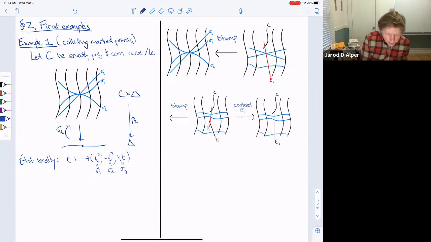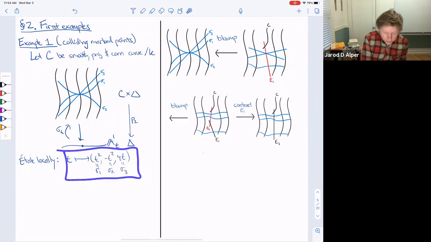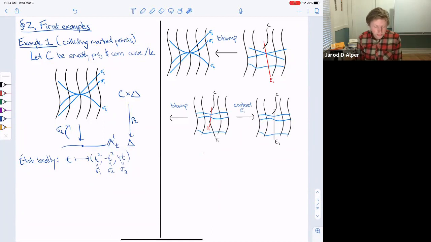And in this example, explicitly, if your base is maybe A1 with coordinates t, I have these local equations here: t squared, minus t squared, and 4t. And so the natural thing to do, since there were separate sections, is to blow up. And so if I blow up once, then sigma 3, the strict transform of it, becomes disjoint from the other two. However, sigma 1 and sigma 2 still meet, right? Because they had a tangency condition here. So you need to blow up one more time.